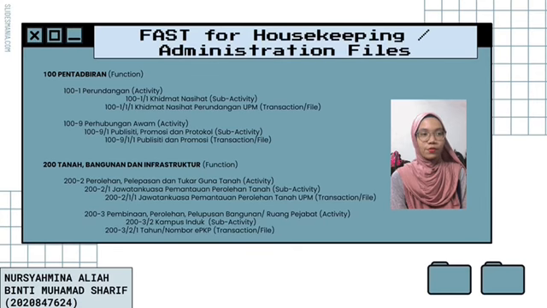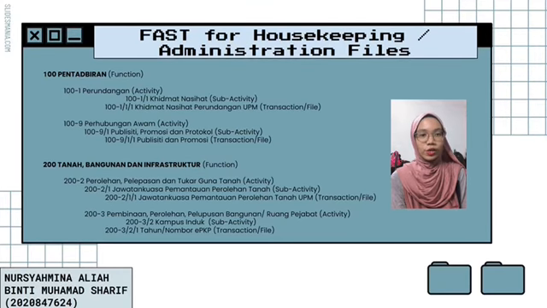So the first is files for housekeeping or administration files. We have the first function, which is pentadbiran. The code is 100. Next, 100-1 perundangan activity. 100-1/1 khidmat nasihat is the sub-activity. 100-1/1/1 is the khidmat nasihat perundangan UPM, which is the transaction or file. Next activity is 100-9 perhubungan awam. 100-9/1 is the publisiti, promosi and protokol for the sub-activity, and then 100-9/1/1 is the publisiti dan promosi for the file or transaction.